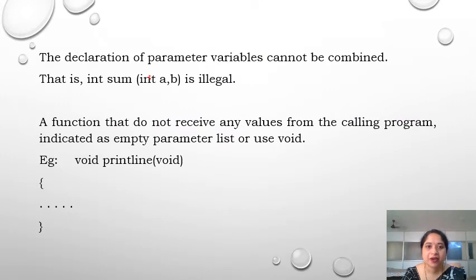The declaration of the parameter variables cannot be combined. We cannot have a declaration of parameters like this in the function. This is illegal. int a, b is not allowed. We have to specify it as int a, int b. For a function that does not receive any values from the calling program, it is indicated as an empty parameter list, or we can use void. Either we can use empty opening and closing parentheses, or we can specify void inside the parameter list.